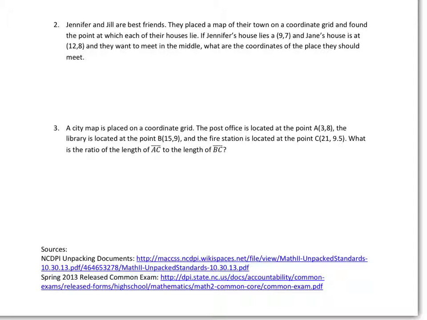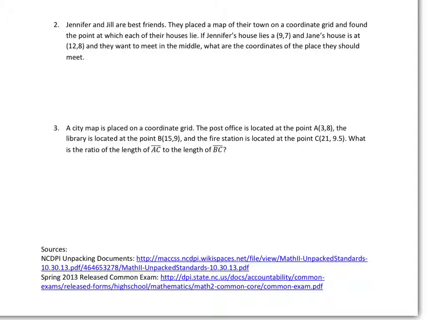All right, number 2. Jennifer and Jill are best friends. They placed a map of their town on a coordinate grid and found the point at which each of their houses lie. If Jennifer's house lies at 9,7 and Jane's house is at 12,8 and they want to meet in the middle, what are the coordinates of the place they should meet?